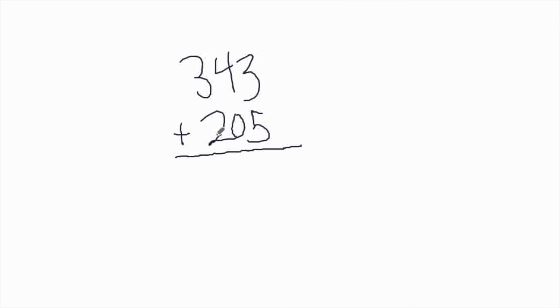By lining them up like this, the corresponding positions of each number are lined up vertically. So now you can add the 3 and the 5 and get an 8. The 4 and the 0, that's the packets of 10, so you have a total of 4 packets of 10. The 3 and the 2, you have packets of 100. That gives that.